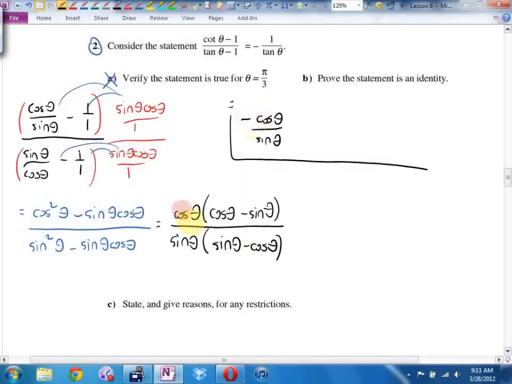You know what? I shouldn't have factored out a positive cosine. You know what I should have factored out? A negative cosine. What would that do? That would make that negative, yes. And that positive, yes. And now are these two brackets identical? Can I cancel? Have I factored?